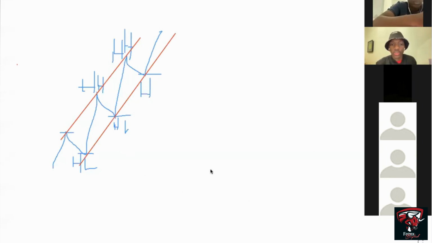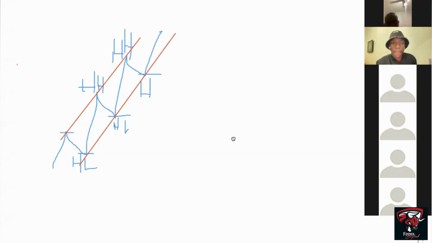So as you can see, this is our first higher low. This will be our second, and here's our third right there, right? This is on the daily time frame, just so you guys see the bigger picture. So we can all see that we had our first higher low, second higher low, and our third.